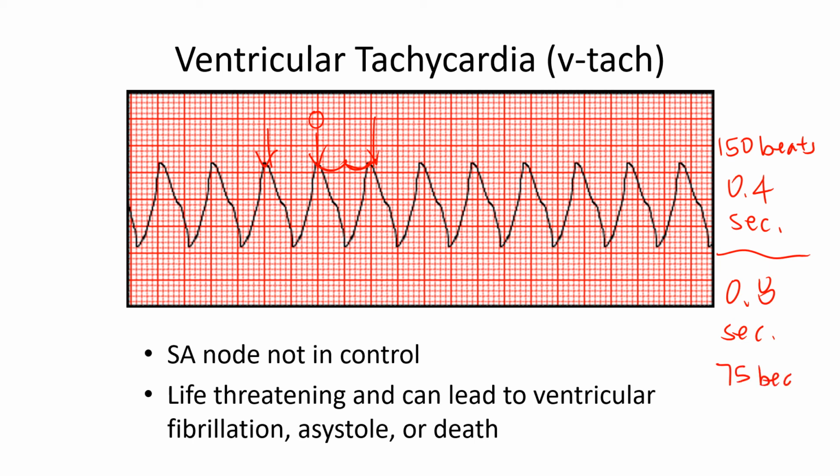75 beats per minute. Okay, so unfortunately, this means the SA node is not in control. Some other nervous tissue in the ventricles is likely in control, overriding the SA node and producing this really fast heart rate. How do you know it's fast? Tachycardia, right? That means faster than how many beats per minute? That's 100 beats per minute or faster. And at 150 for this one, we definitely exceed that threshold.